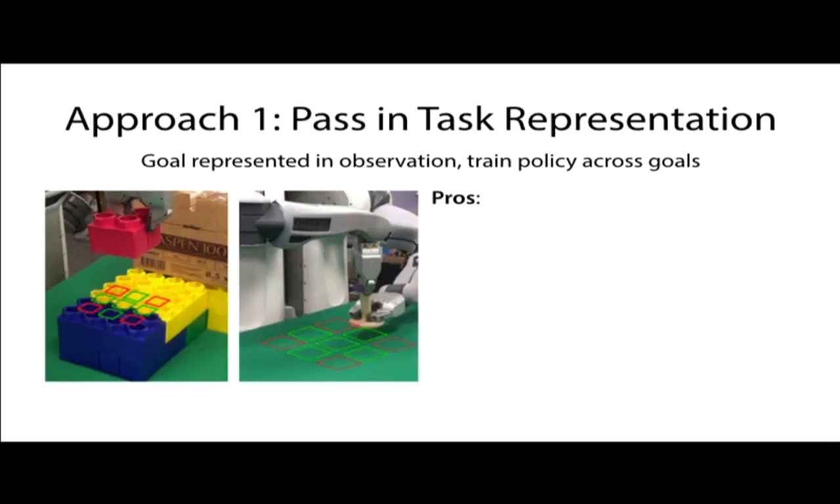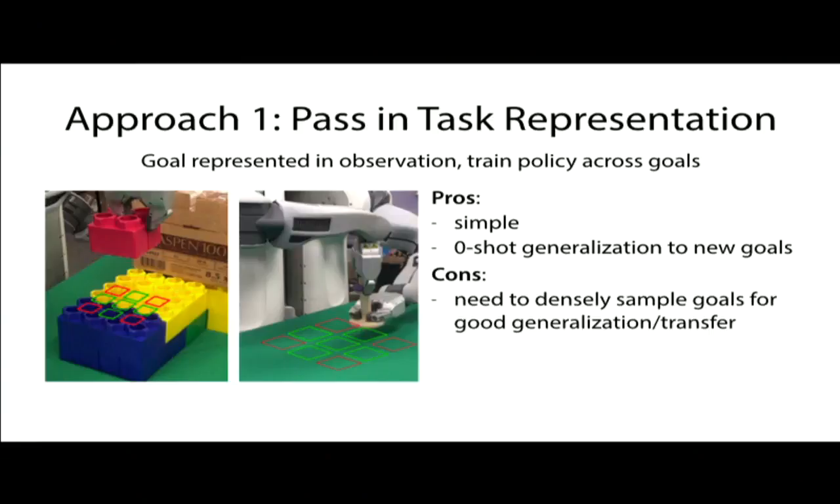Generally this works. It's pretty simple, and you can get zero-shot generalization to new goals. But in practice, you need to sample different goals pretty densely for good generalization. As you might notice, the green positions are quite close to the red positions, and you have a number of red positions that you're sampling. If you have many different axes of variation, and you're in a higher dimensional space, then in practice it's going to be a lot more difficult to densely sample goals to get good generalization.